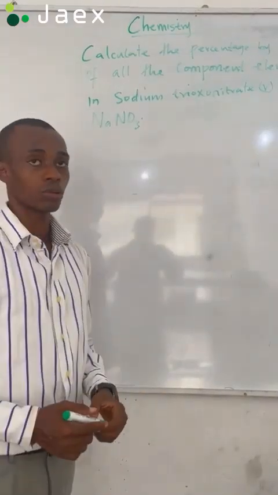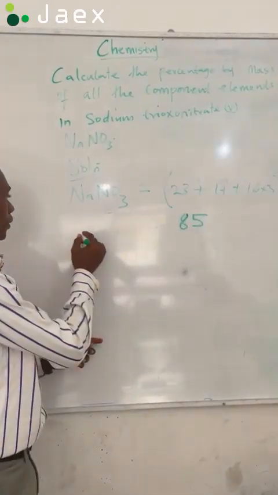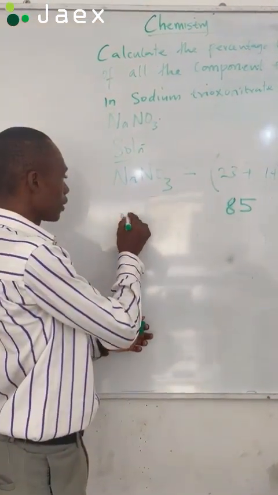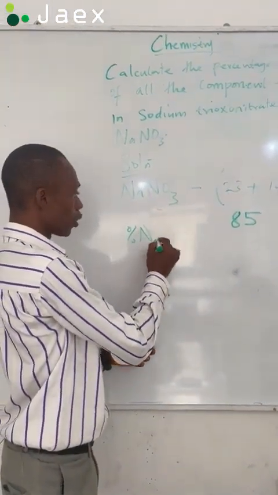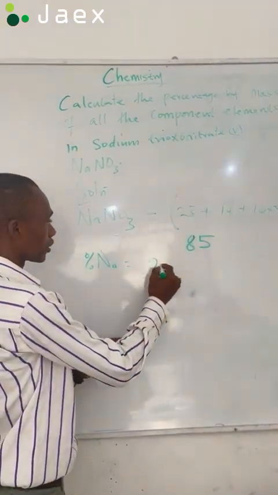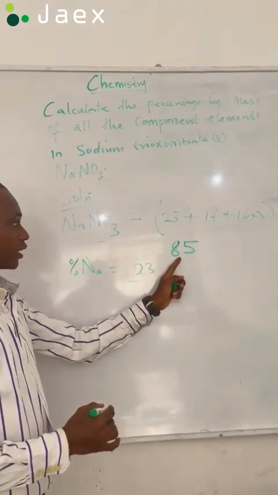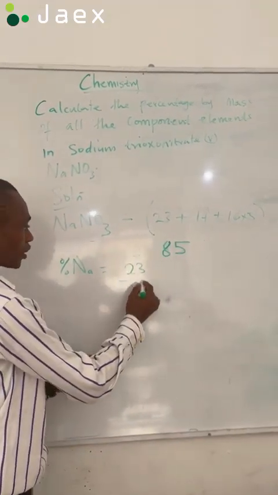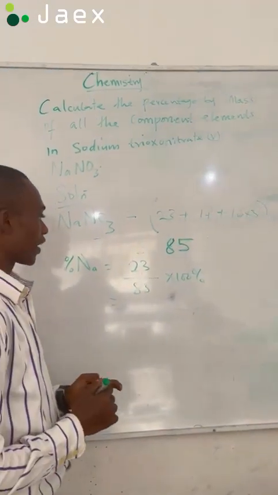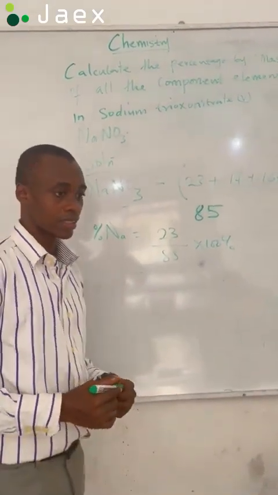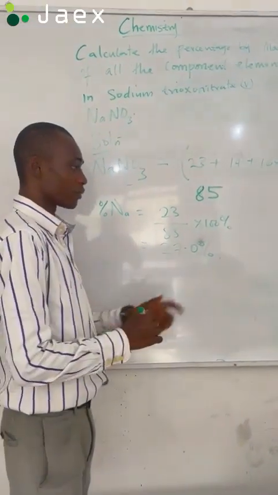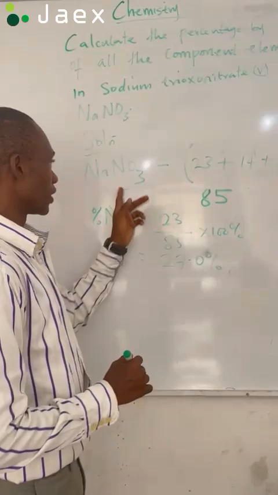Now the next step is to calculate the percentage by mass of the various elements. Now we say percentage by mass of sodium will be equal to the mass number for sodium, which is 23, all over the relative molecular mass of the compound, which is 85, times 100%. Now 23 divided by 85 times 100% is going to give us 27.0%. So this is the percentage by mass of sodium in this very compound.